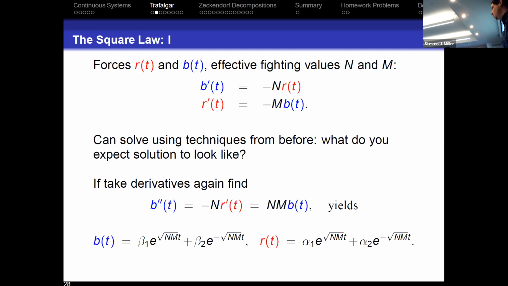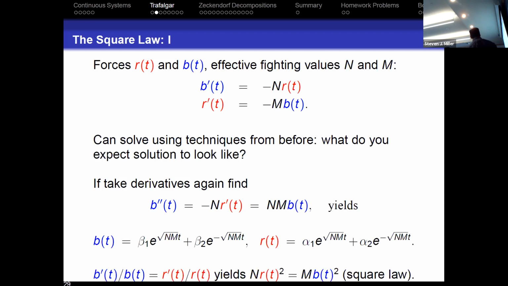Okay? So clearly, beta 1 and alpha 1 have to be 0. That's the only physically reasonable thing. And this is great when you can make arguments like this in your model. You can look at the ratio of b prime over b. It turns out that's the same as r prime over r.